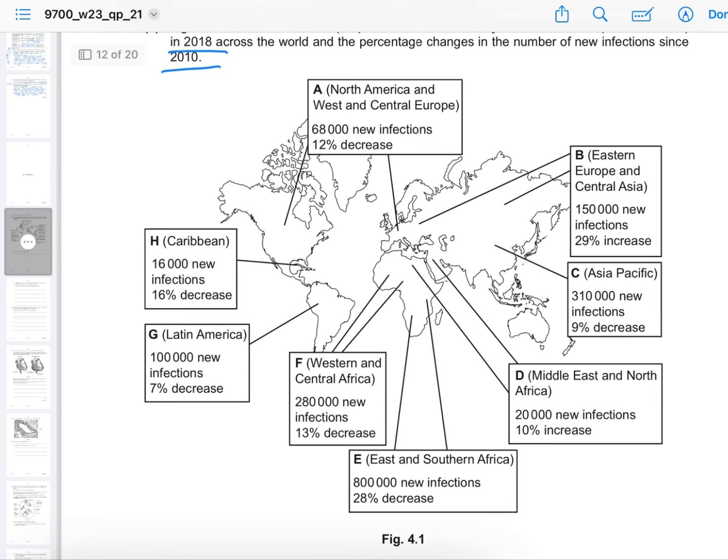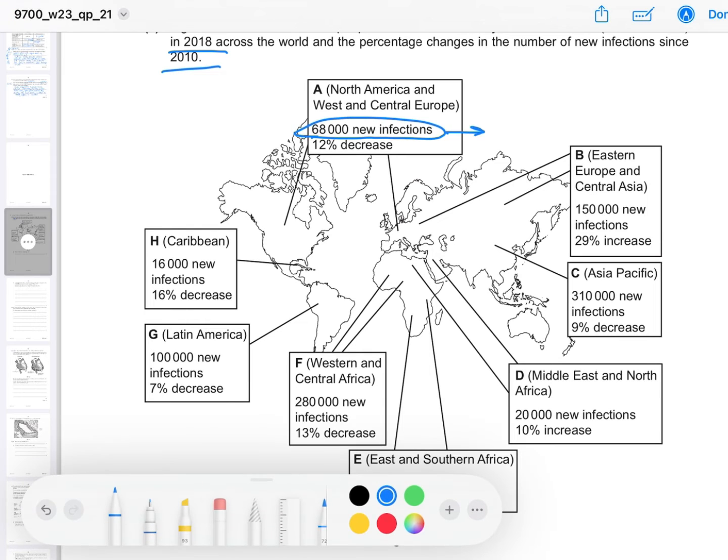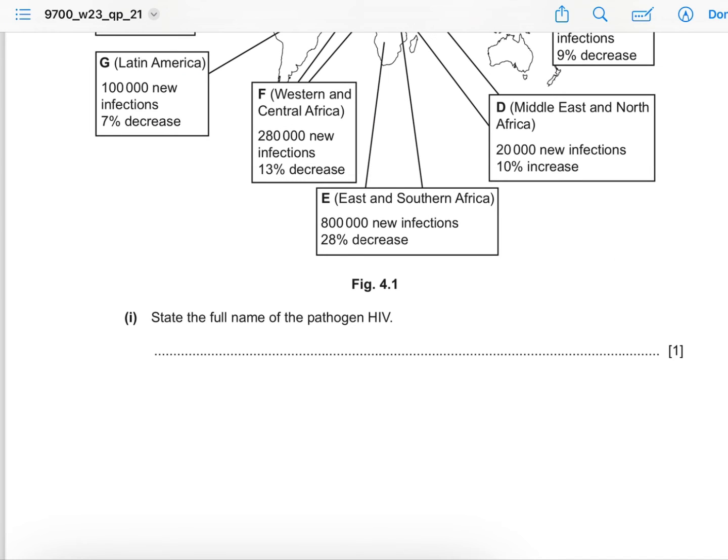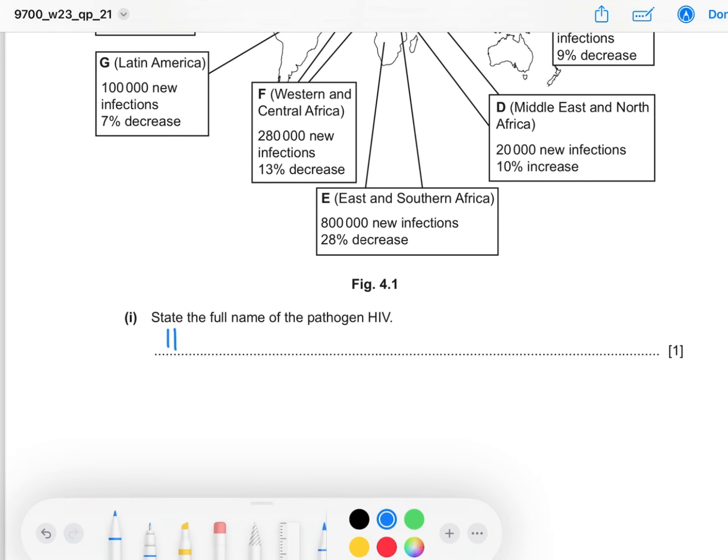All right. So for example, A shows that there are 68,000 new infections in 2018, which is a 12% decrease from 2010. So in 2010, there was 12% more than 68,000 infections of HIV. Part 1 asks you to state the full name of the pathogen HIV, which is the human immunodeficiency virus.